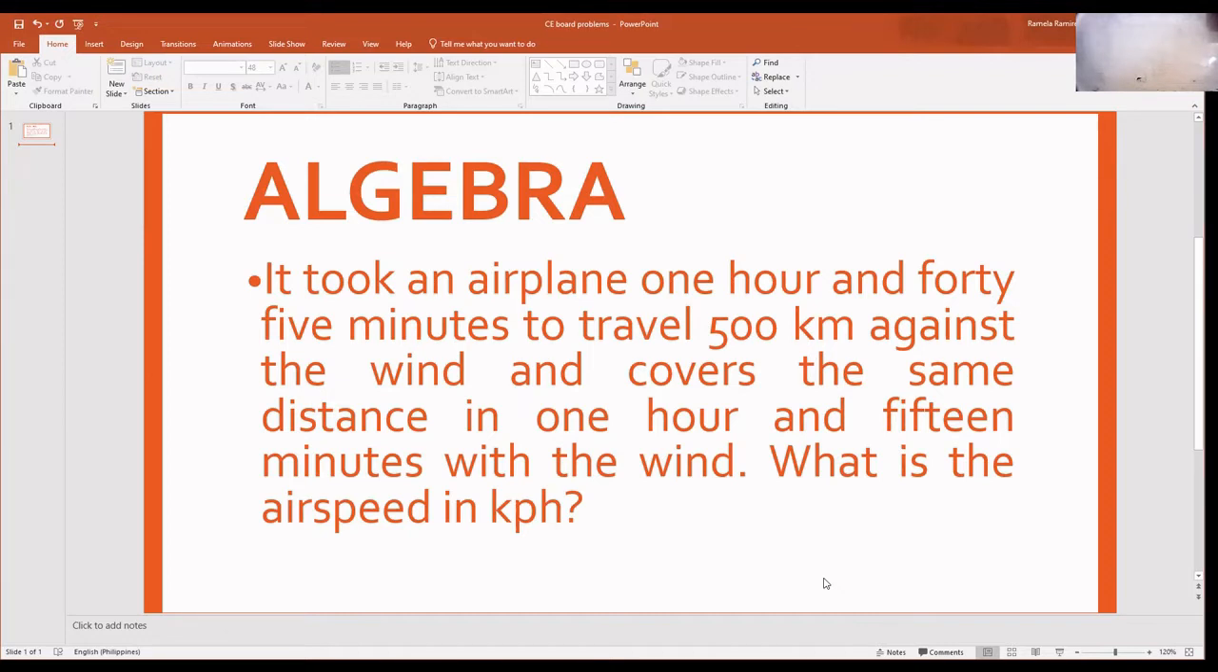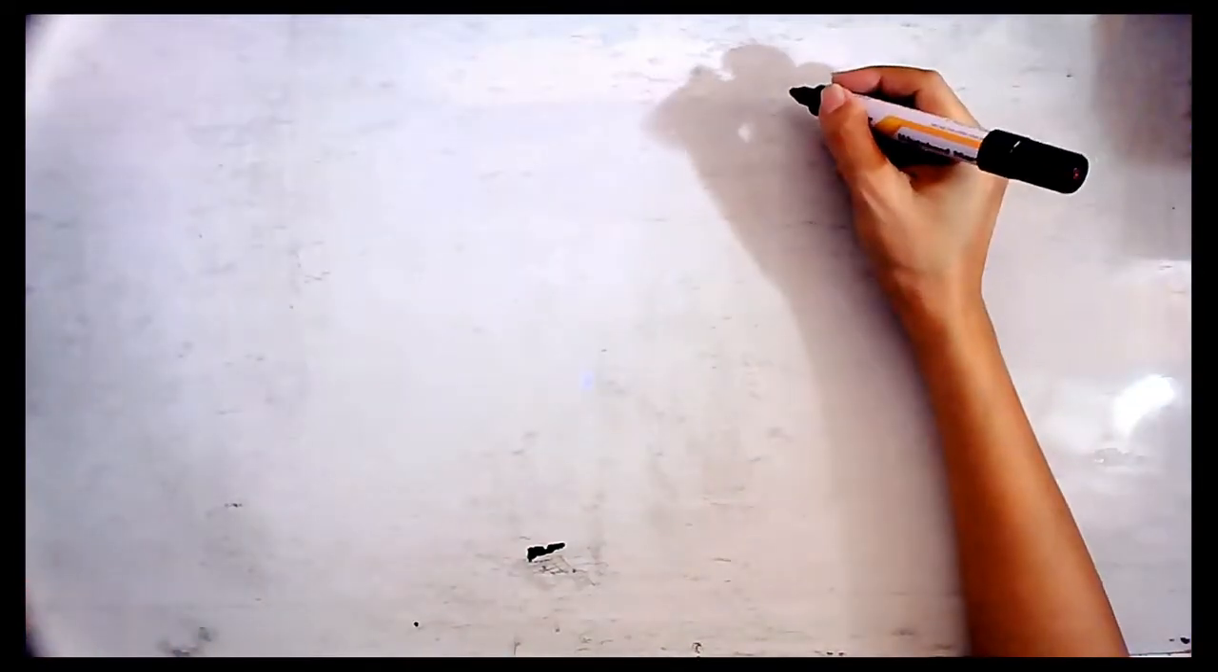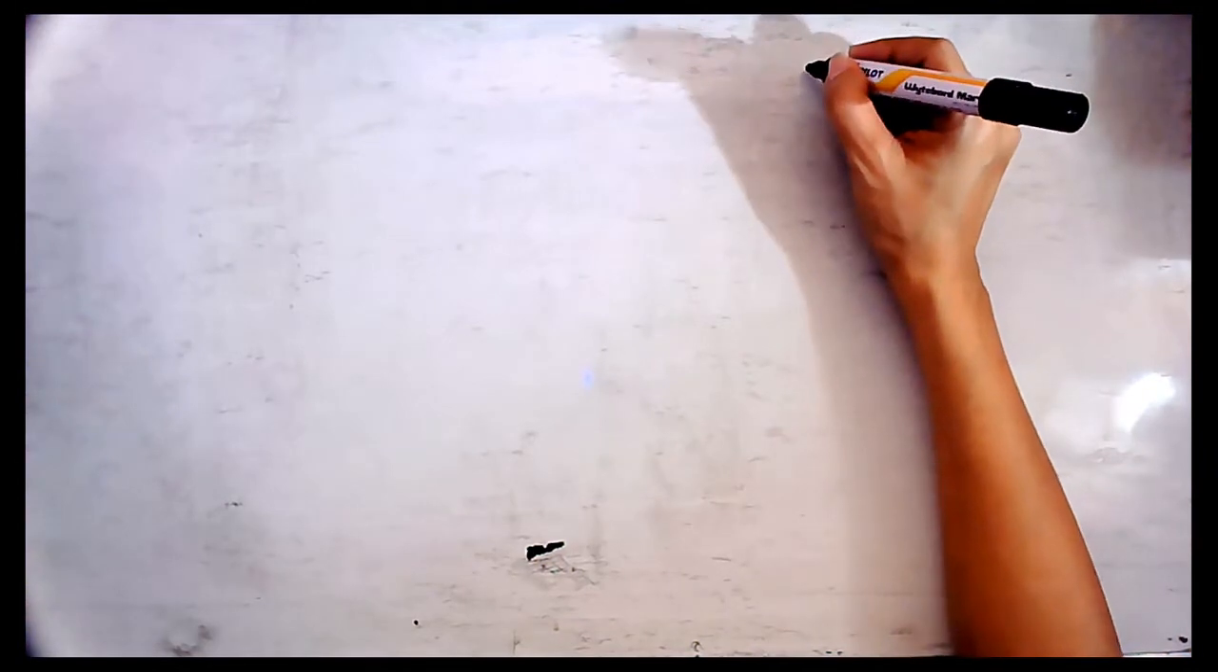So this again, according to the problem, it took an airplane 1 hour and 45 minutes to travel 500 kilometers against the wind. And it also covers the same distance within 1 hour and 15 minutes together with the wind. So the question here is, what is the air speed in kph or kilometers per hour? Let me just identify first what are the given data in the problem.